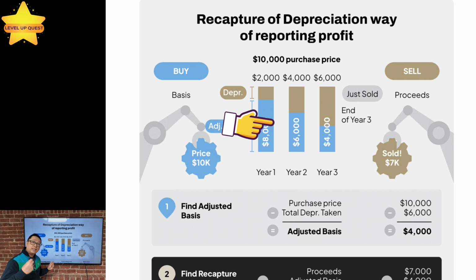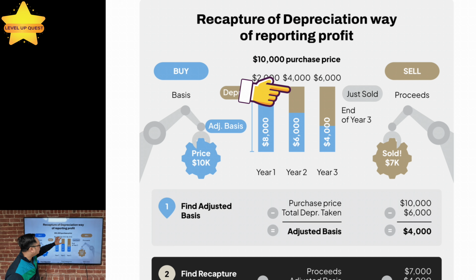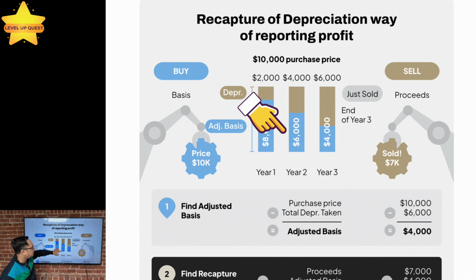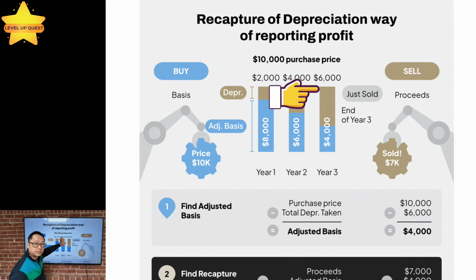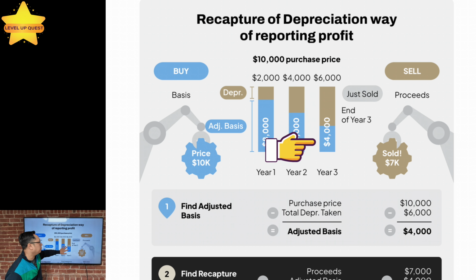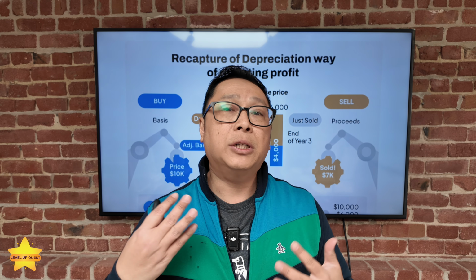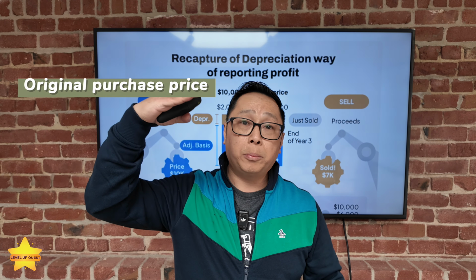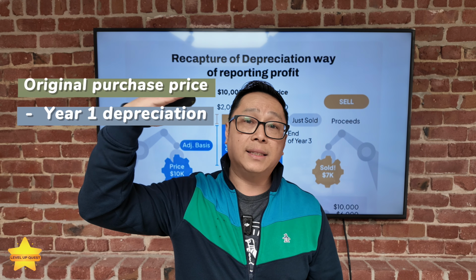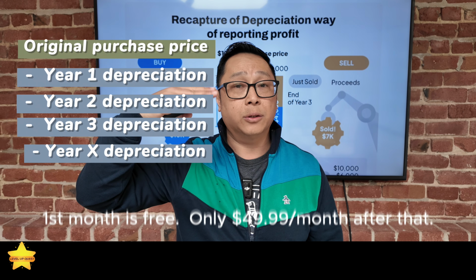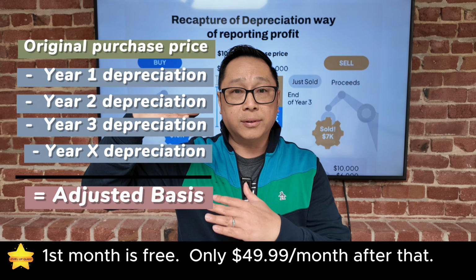And then the next year when we take another $2,000 off, the total depreciation is $4,000, meaning that the adjusted basis for this particular property is going to be $6,000. And then on the third year, another $2,000 taken off. So that means $6,000 total depreciation taken so far, and the remaining adjusted basis is going to be $4,000. So the way we do adjusted basis is you take the original purchase price and you slowly subtract out all the depreciation that has been taken over the years, and whatever is left over, that's going to be your new adjusted basis.